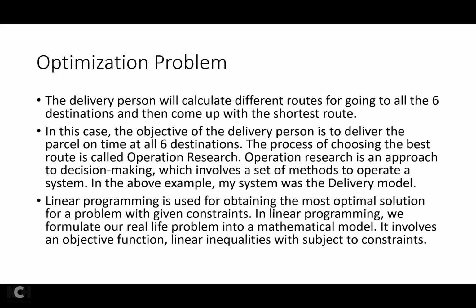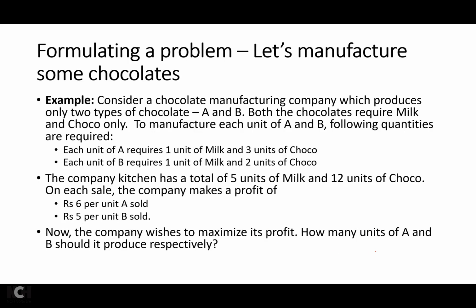Its approach to making a decision involves methods to operate on a system. And linear programming is used to obtain the most optimal solution for a problem with given constraints. In linear programming, we formulate our real-life problem into a mathematical model. It involves an objective function and linear inequalities as constraints. And let's take a look at a simple example. Let's see what the linear programming model is for operations research problems.